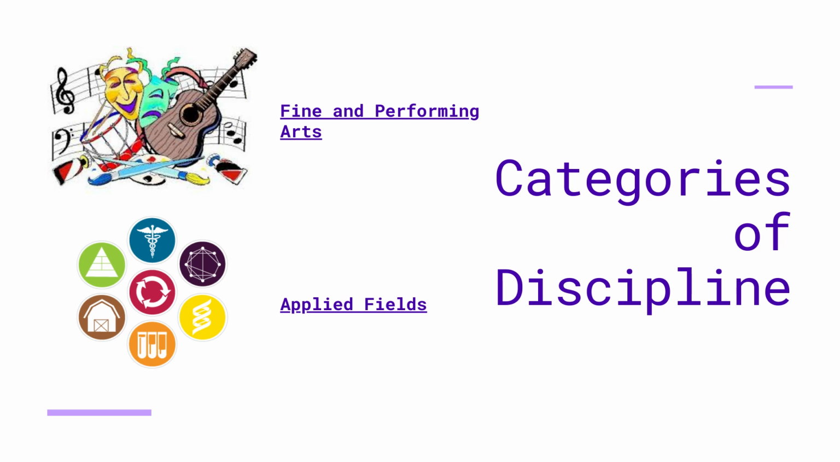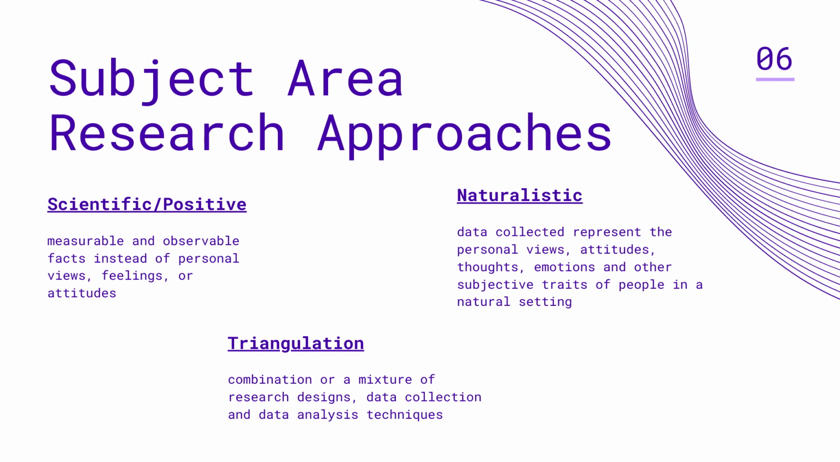We have fine and performing arts, which include art, dance, music, and theater, and then applied fields, which include business, communication, criminal justice and criminology, education, engineering, law, medicine, nursing, and social work. Aside from categories of disciplines, there are also what we call subject area research approaches. Number 1 is the positivist or scientific approach.